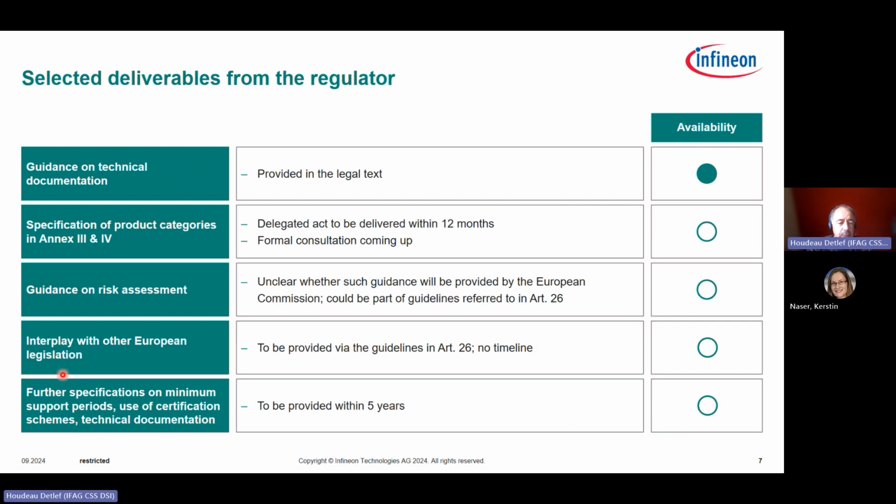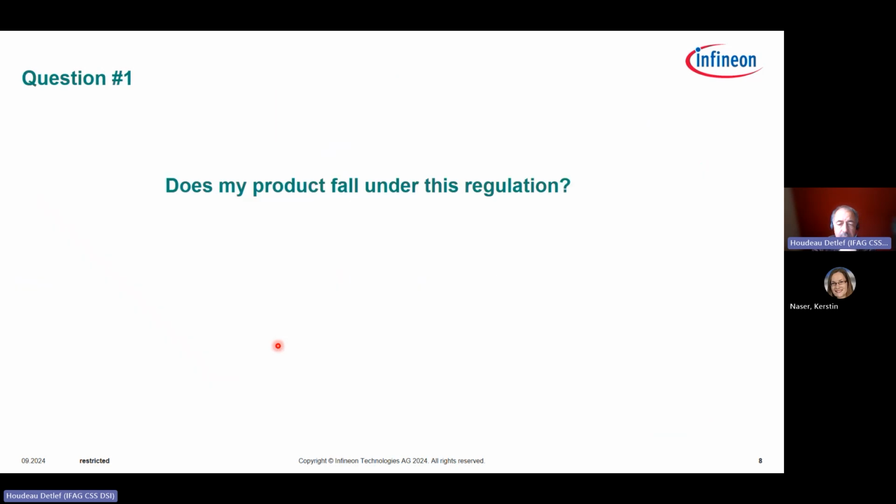Further specification on minimum support period. At this moment, the regulation describes that the support period must be at least 5 years for products in the market after selling. So this is at this moment the topic you see. We are at the early stage in this case of the regulation, and some additional information and clarification are not published at this moment. So some examples will follow now.